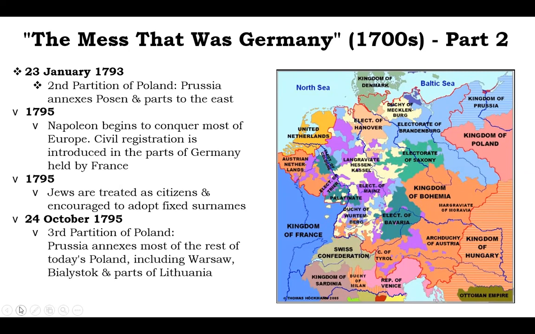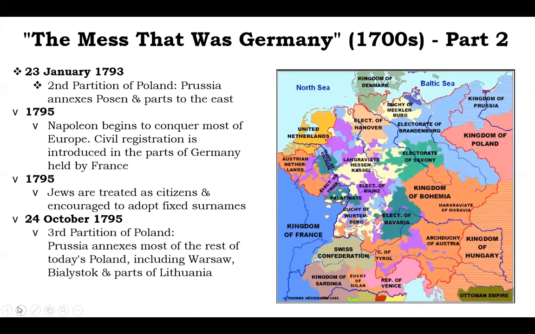Two years later, Napoleon begins to conquer most of Europe, and civil registration is introduced in the parts of Germany held by France. At this time, Jews are treated as citizens and encouraged to adopt fixed surnames, as prior to this, Hebrew patronymic surnames were the norm.